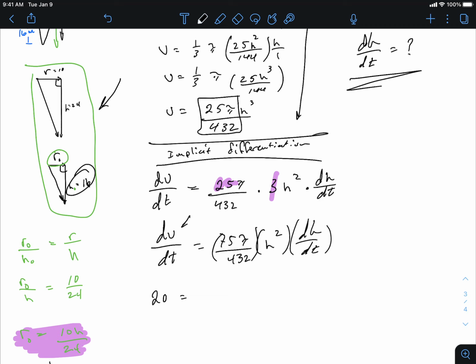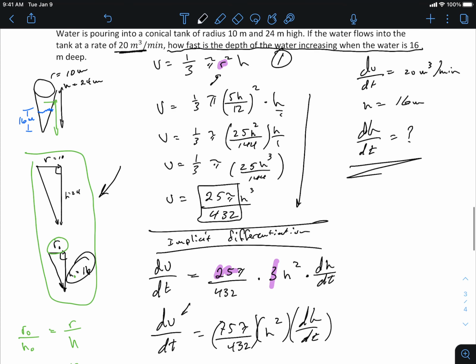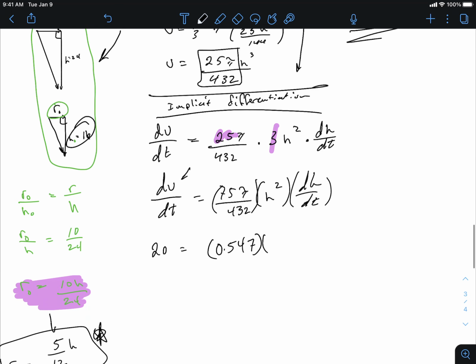divided by 432. Okay, so when I do 75 pi divided by 432, I get something like 0.547. And then I can multiply that by h squared. h is going to be 16 squared, dh by dt, right? And so we could say, okay, well, 16 squared is going to be 256, right?